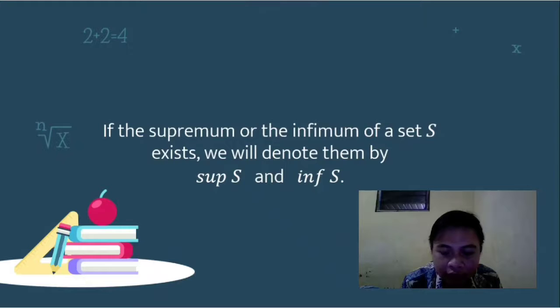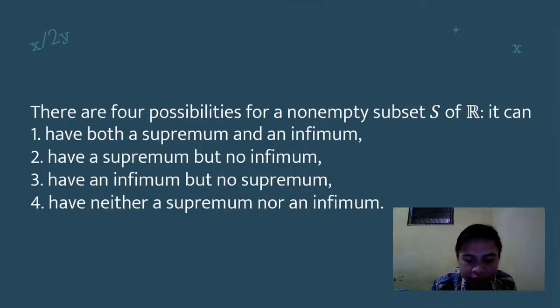And then, if the supremum or the infimum of a set S exists, we will denote them by sup S and inf S. So the next is the possibilities we have here. There are four possibilities for a non-empty subset S of R: have a supremum and an infimum, have a supremum but no infimum, have an infimum but no supremum, have neither a supremum nor an infimum.